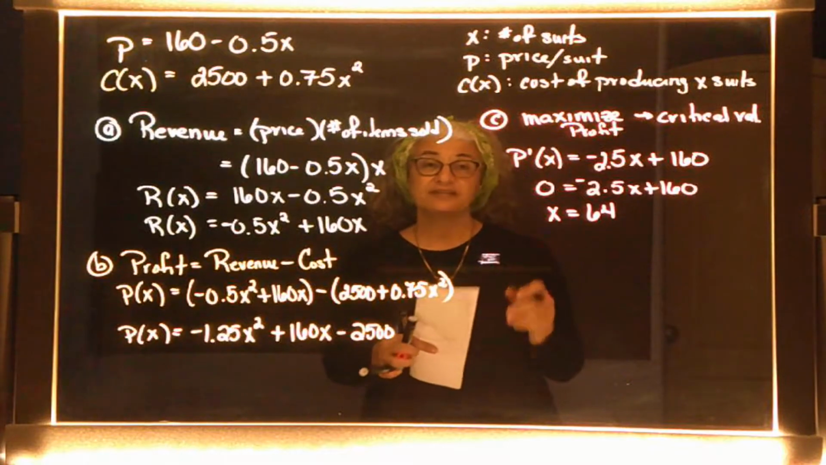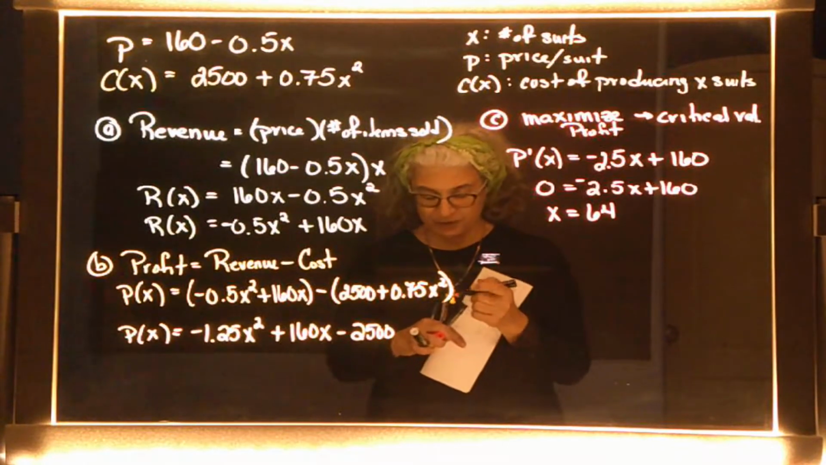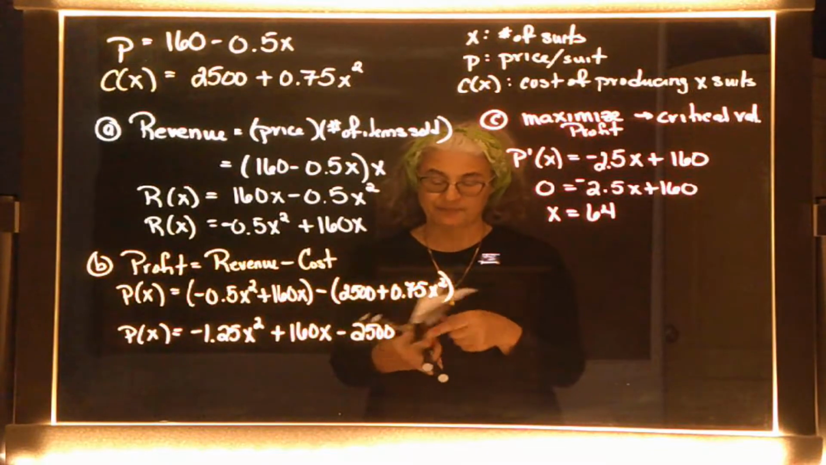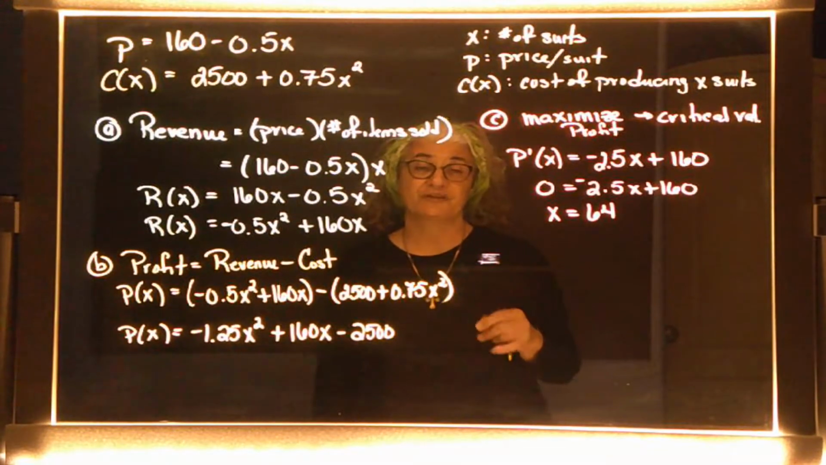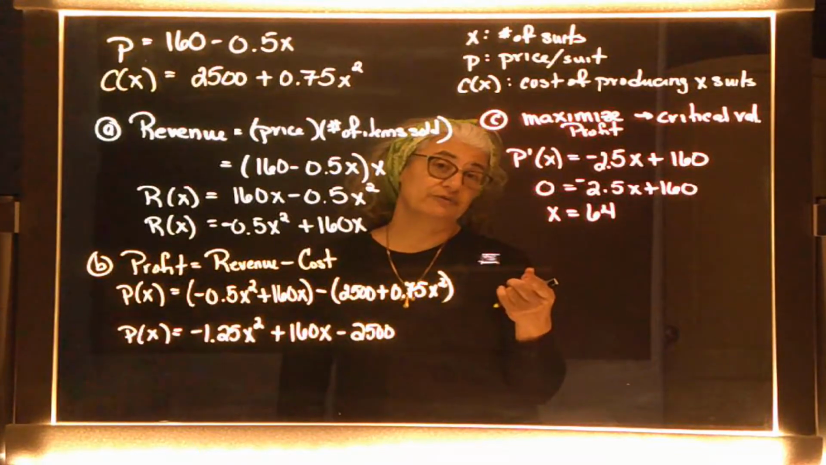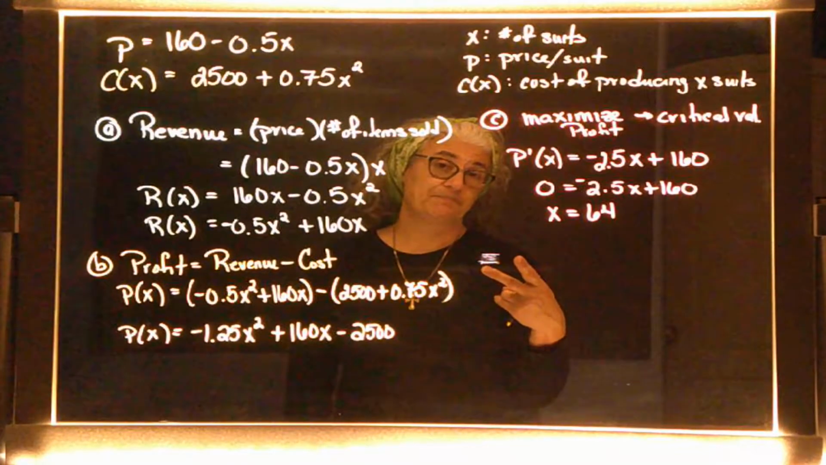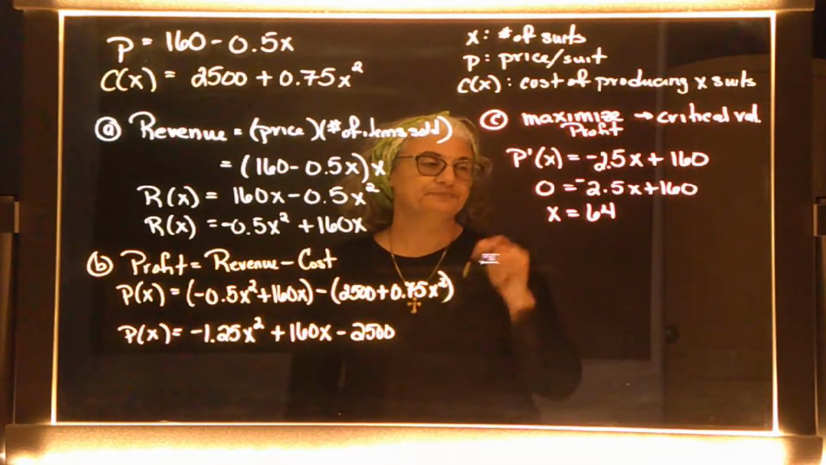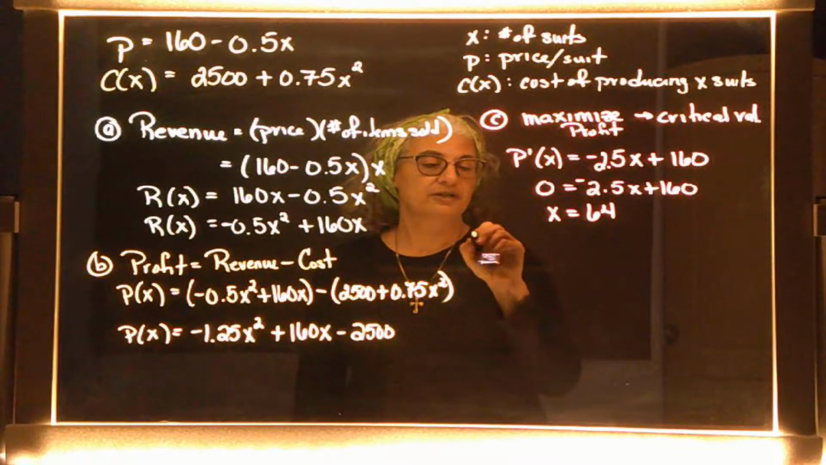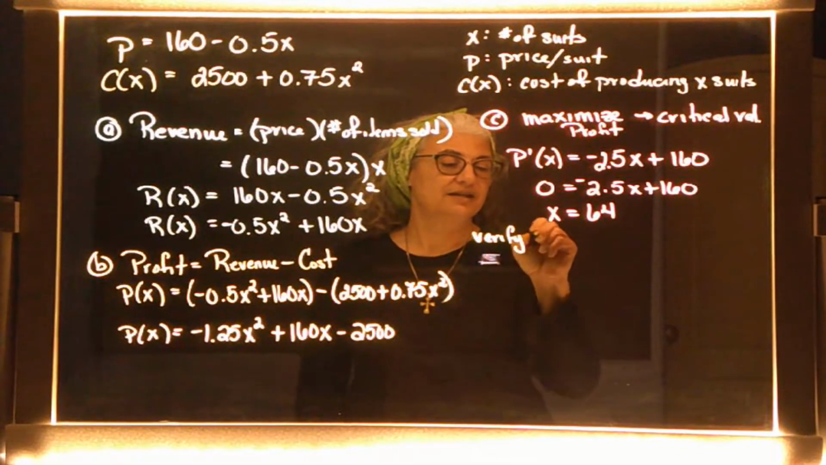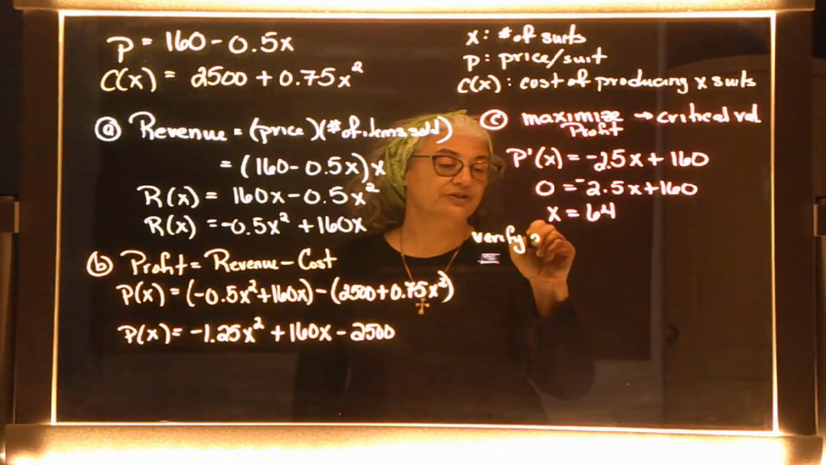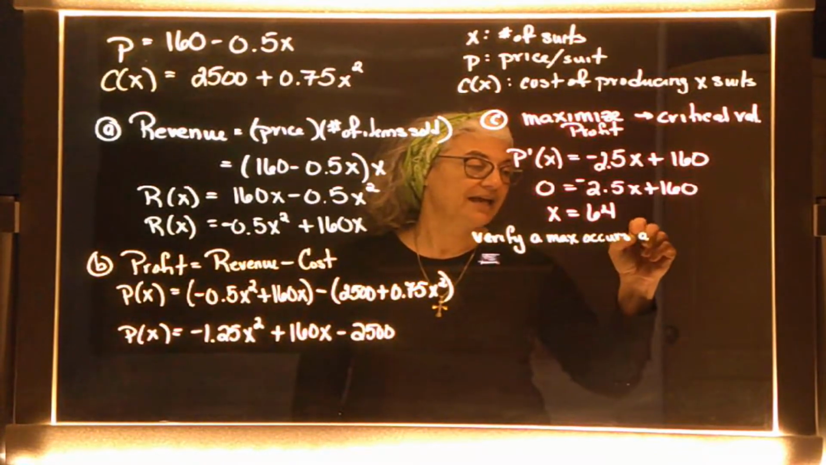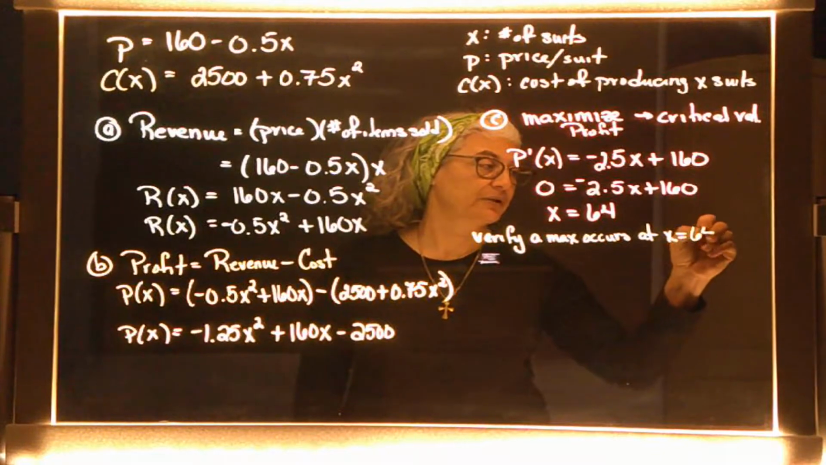Awesome. Now, here's the thing. We need to verify. They don't say it, but my recommendation is we verify that that actually is the maximum. And remember how you can do your verification. You can do the first derivative test or the second derivative test. I choose to do the second derivative test. Why? It's quicker. So we're going to verify that a max occurs at x equaling 64.